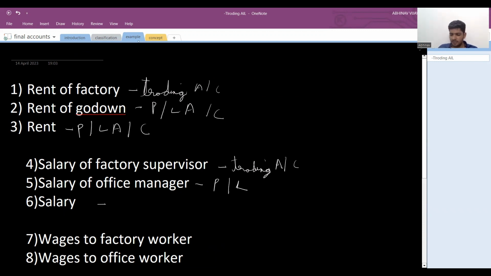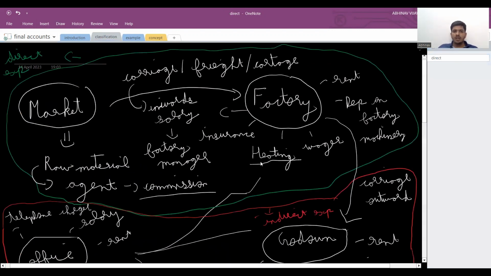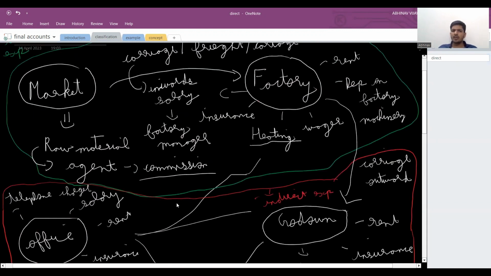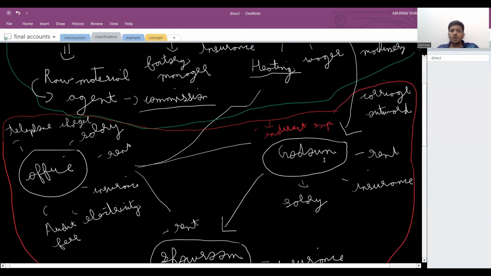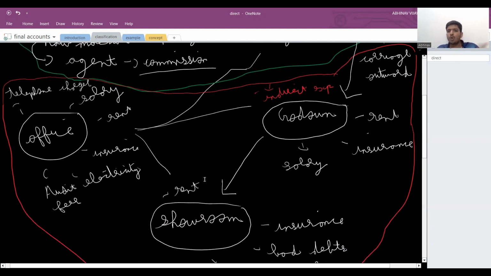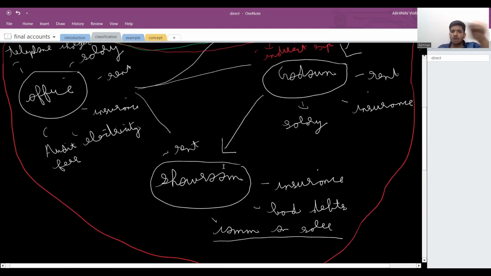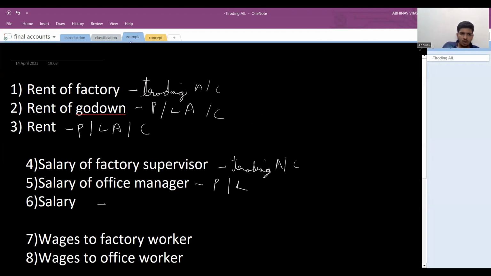How do you classify it? This is where the examiner makes you get stuck. How do you classify salary? Again, have a look. Where is salary paid maximum? Where is salary normally paid? In the factory we pay salary, but only to the office manager, factory supervisor, factory manager. But go down to the showroom and office, there you mostly pay only salary. So salary happens more here. So you write P&L account. You assume it's an indirect expense.